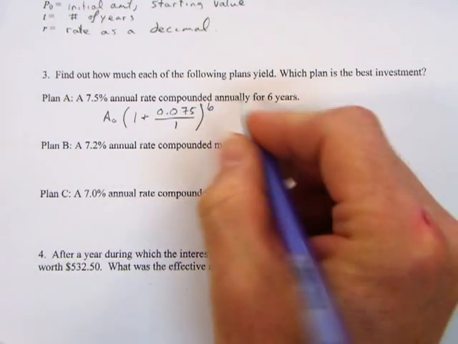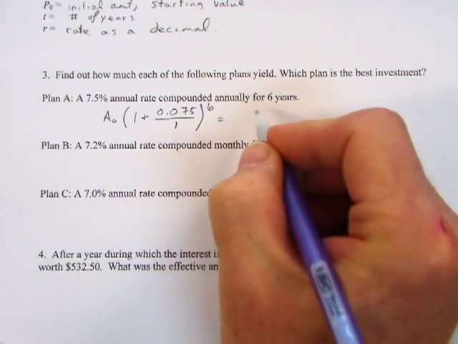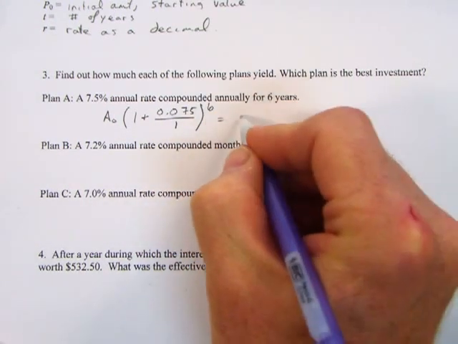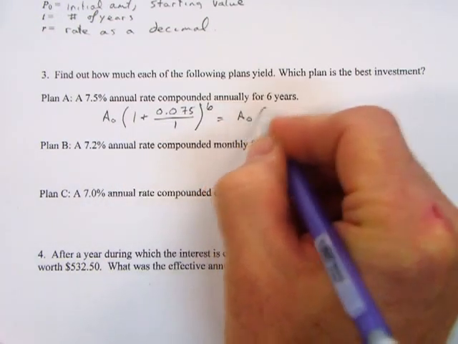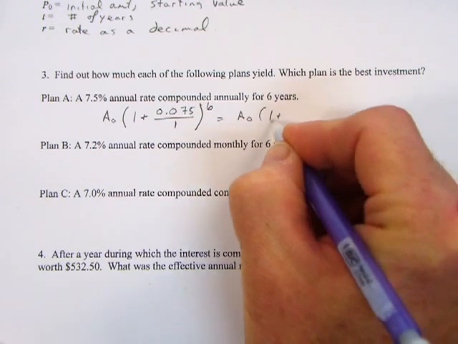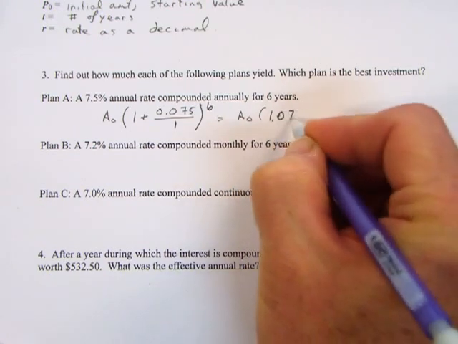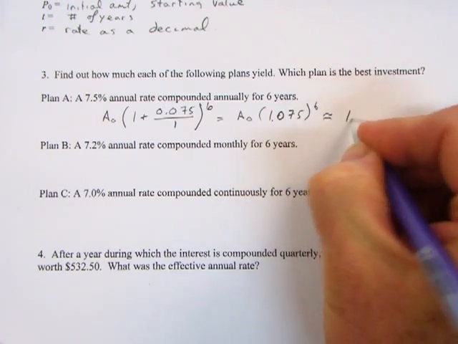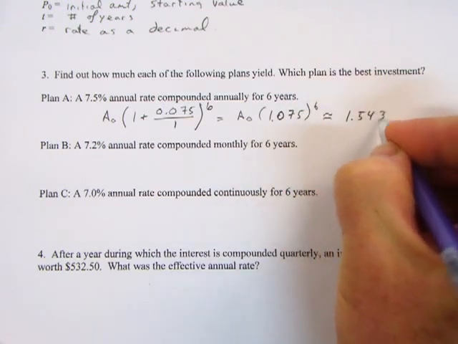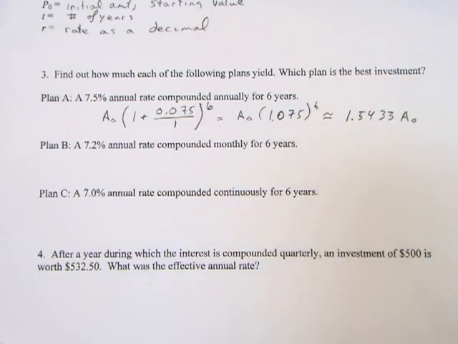So do that computation here. The only thing we're really looking at is A sub 0 times 1.075 raised to the 6. Type it in on your calculator, you get 1.5433 times A sub 0. So it doesn't really matter what A sub 0 is. What we want to do is look, what's this number in front of it? Now we'll look at A sub 0.